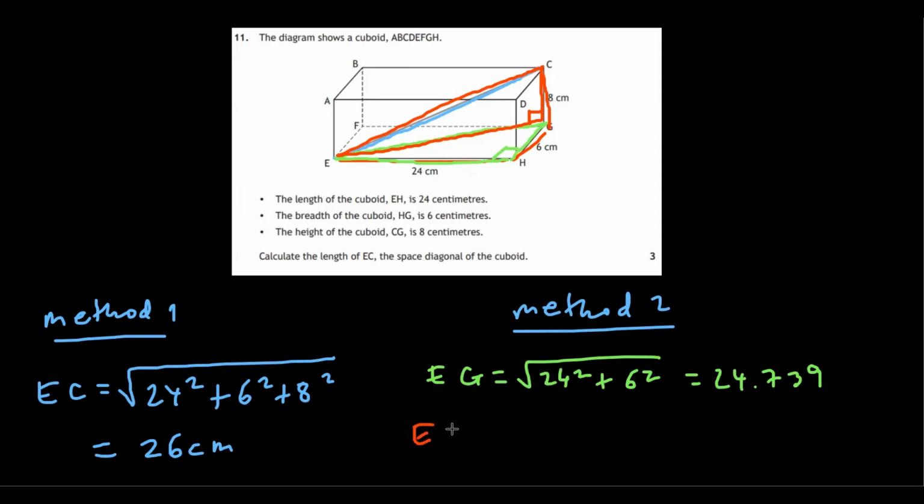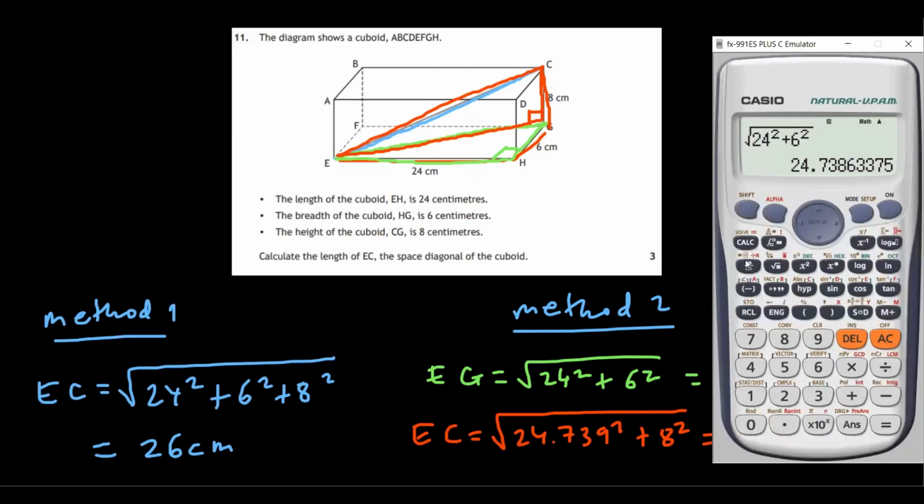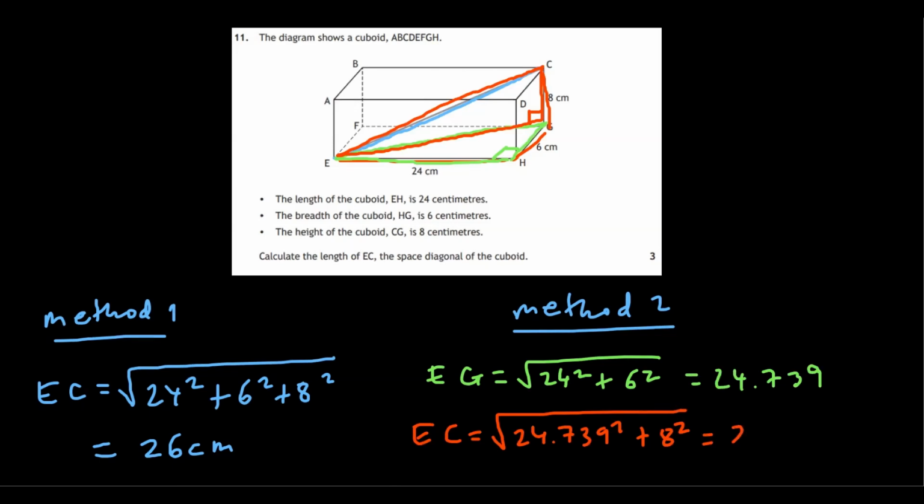So that would give EC equals root 24.739 squared plus 8 squared. So root answer squared plus 8 squared, and that gives 26 again. So both of these methods are valid. I would stick to this one, actually, because sometimes you can make a mistake with this one if you don't include the right lengths to find the diagonal.